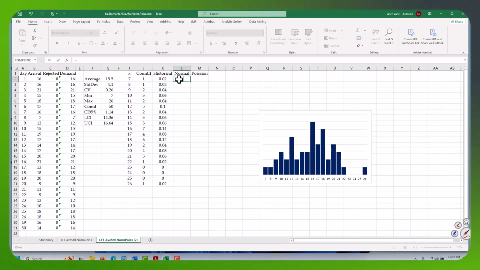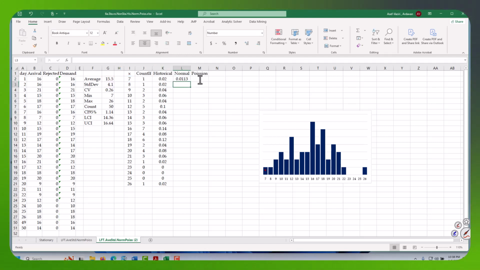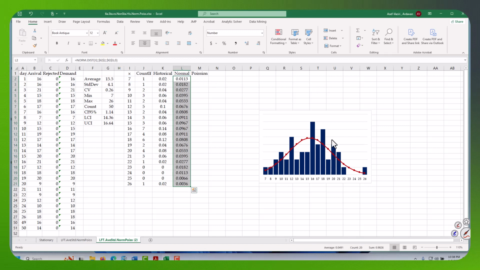Equal to norm distribution, x, 7, average, standard deviation, and I lock these two because I'm going to copy it down. And then I want to draw the curve, so I don't put 1, but 0. It will draw the curve for me. Click. Now I have fit a normal distribution to this curve.